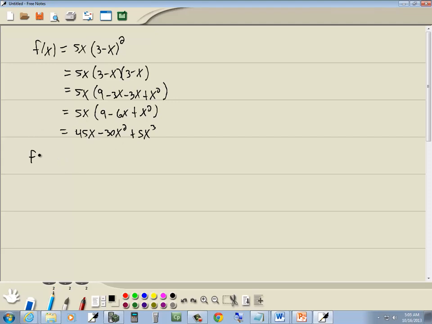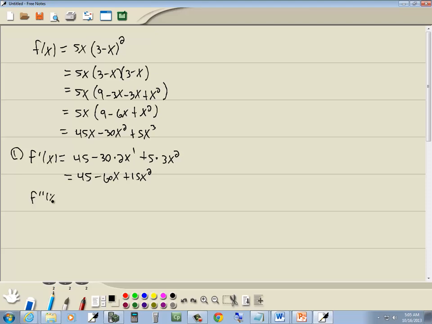Now for our first derivative. Well, the derivative of 45x becomes 45, minus 30 x to the second power: take the power, put it out in front, lower it by 1, plus 5 times x to the third: take the power, put it out in front, lower it by 1. Which gives us 45 minus 60x plus 15x squared.